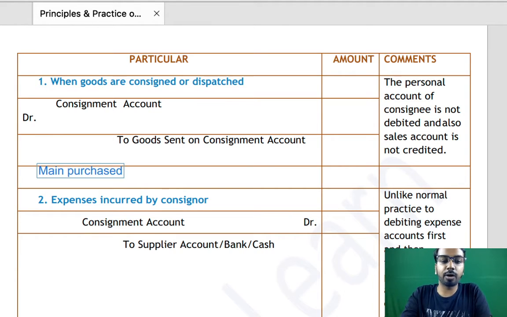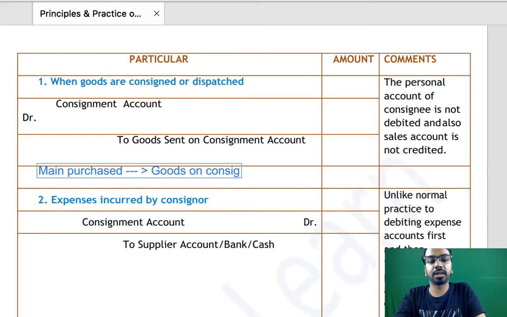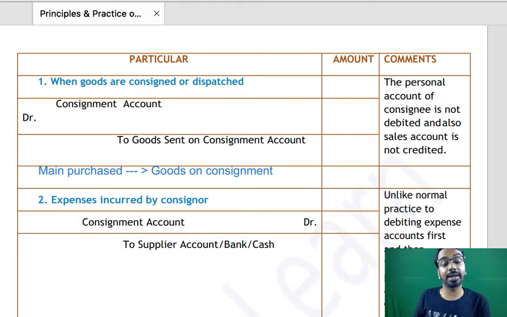So you have main purchases. From this you are sending some goods to goods on consignment. So in a normal trading account, what would you do? You would say trading account debit to purchases. You are transferring the purchases related amount to the trading account. Here, instead of transferring purchases account, you are creating a separate account called goods sent on consignment, so that you are capturing separately the cost of goods which are sent on consignment. You debit the consignment and you credit the goods sent on consignment account. That is the first entry.